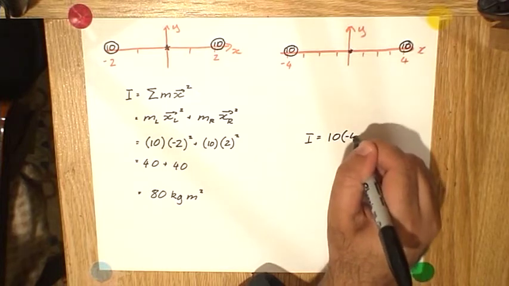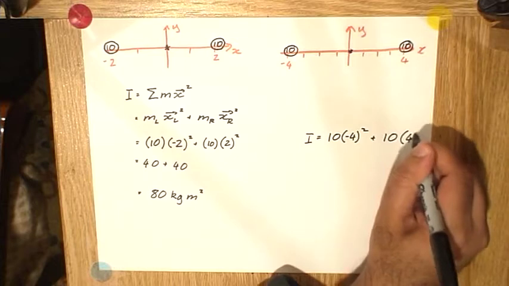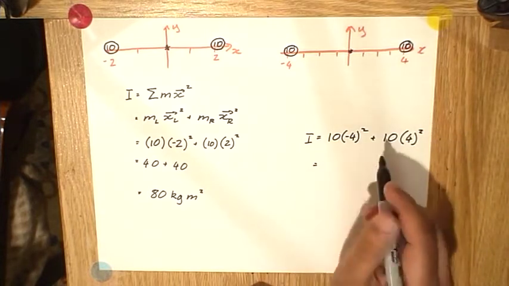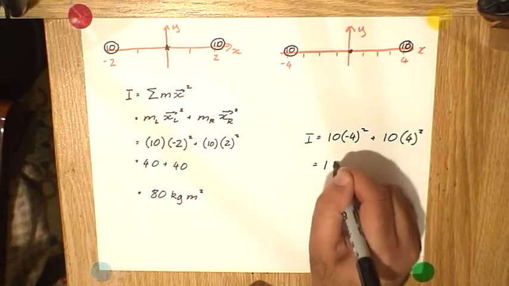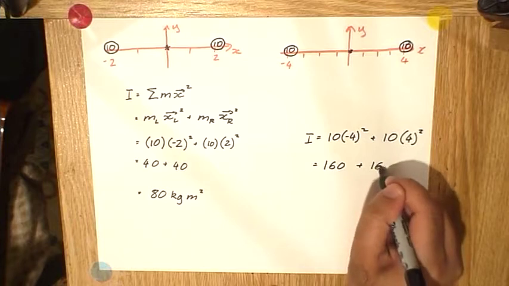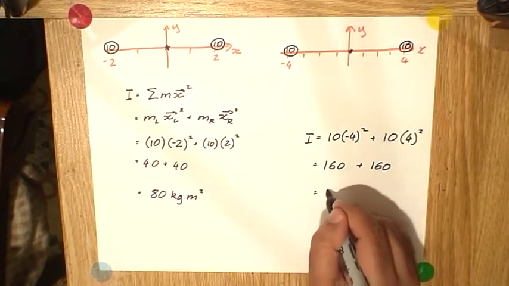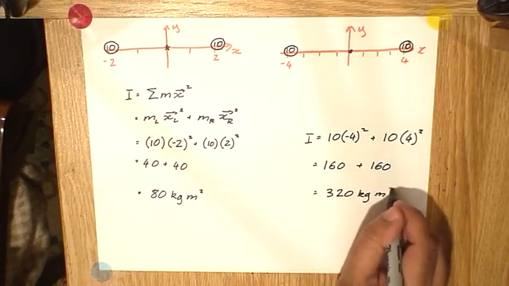10 times -4 squared plus 10 times 4 squared, which works out to -4 squared is positive 16. 16 times 10 is 160. And 4 squared is also 16, times 10 is again 160, which works out to 320 kilogram meters squared.